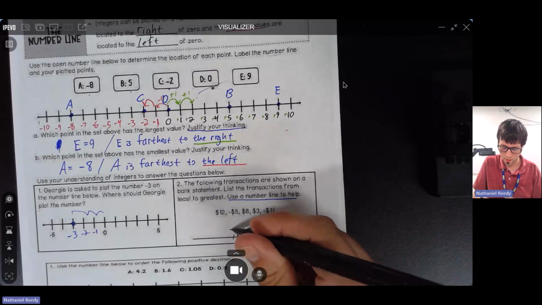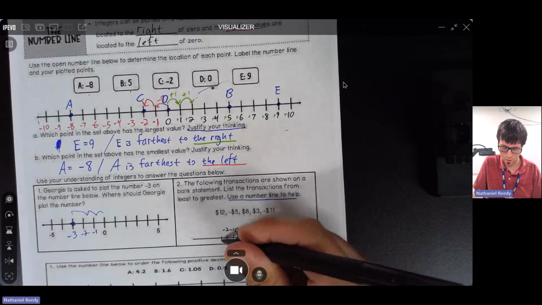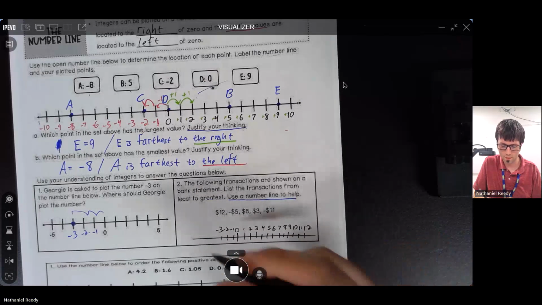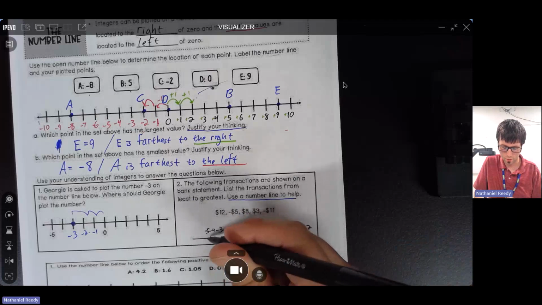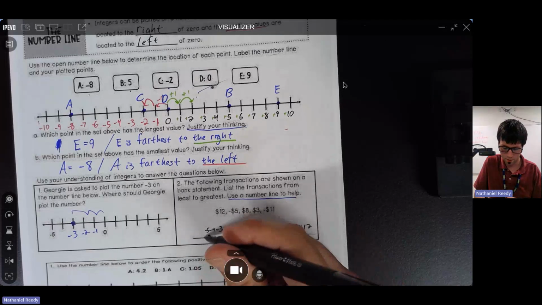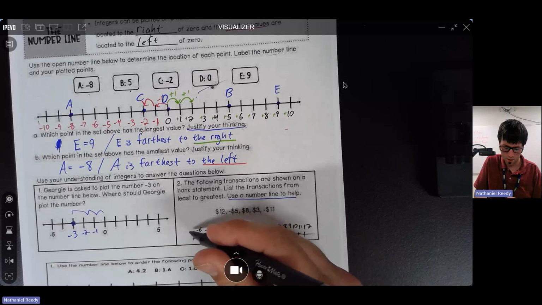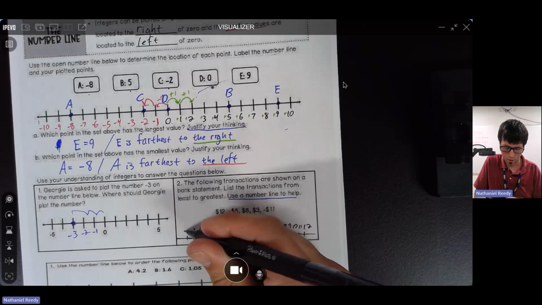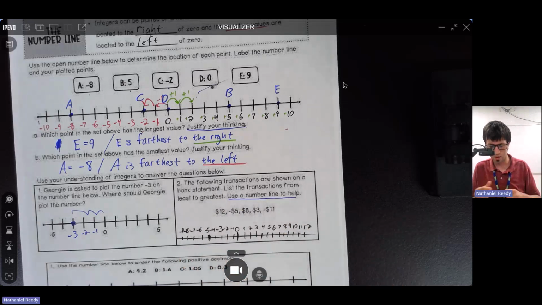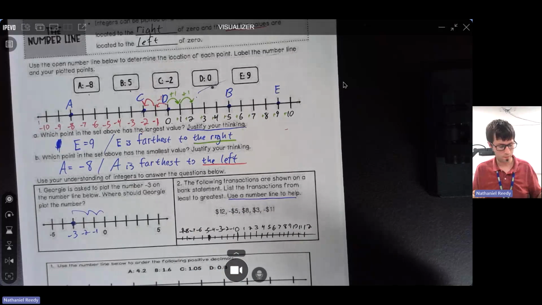Then going the other way: -1, -2, -3, -4, -5. Oh, that's kind of messing up there. It's okay. -6, -7. Oh man, can I fit it all? -8, -9. I'm running out of space. Let's just see how this works.